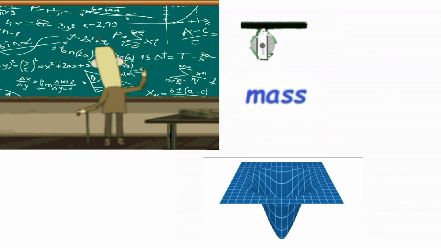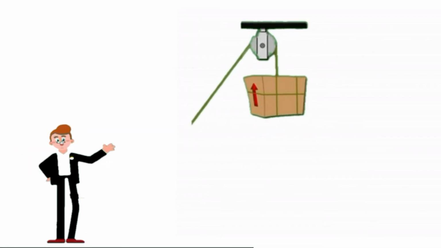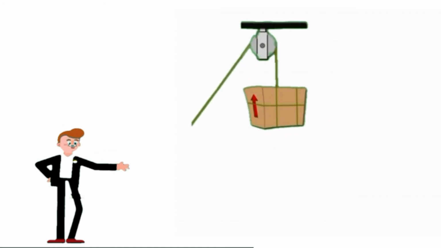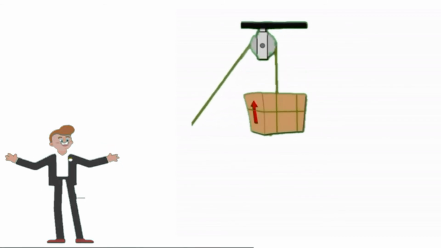A physicist, on the other hand, explains the mechanism so that a baby can understand it. He simply illustrates the obvious, that the box goes up because it was tied to a rope wound around the pulley. It doesn't get more complicated than that.